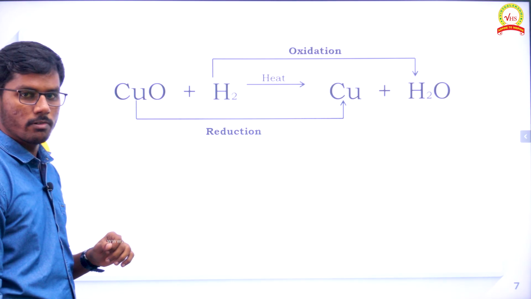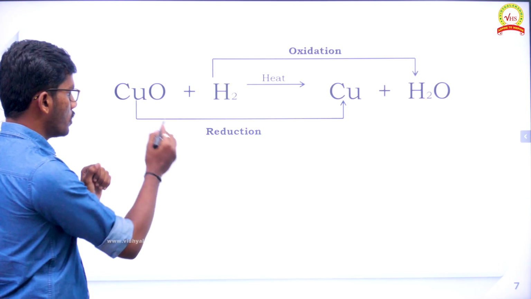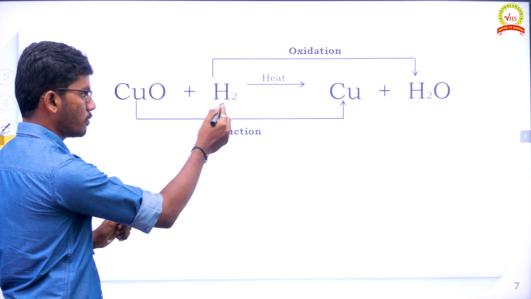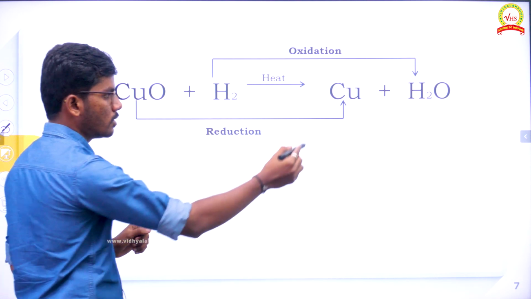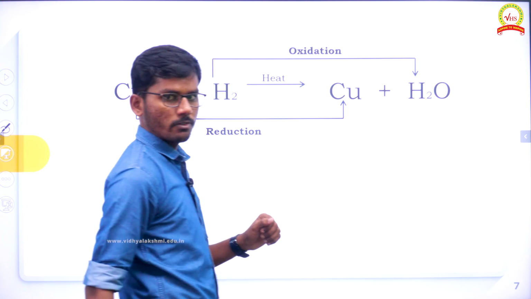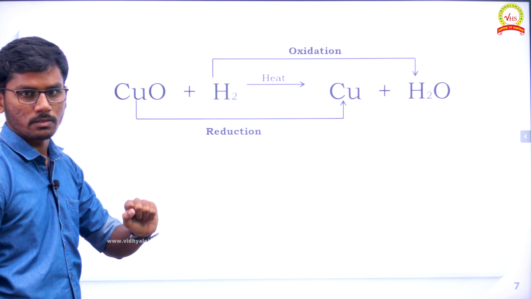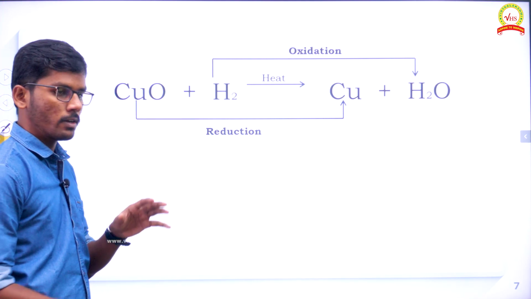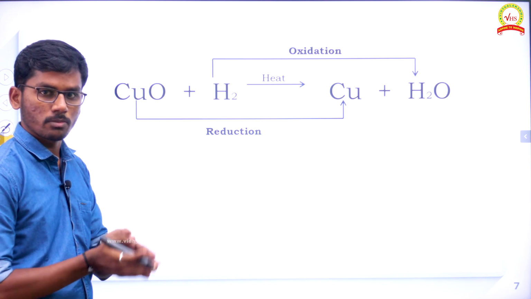One example has been given here. If you see here, copper oxide is reacting with hydrogen to produce copper and water. We are going to see whether this is a redox reaction. If it is a redox, we have to find whether oxidation and reduction both are involved or not.